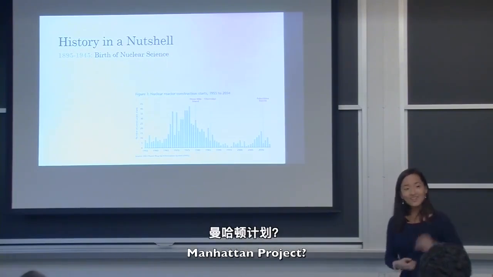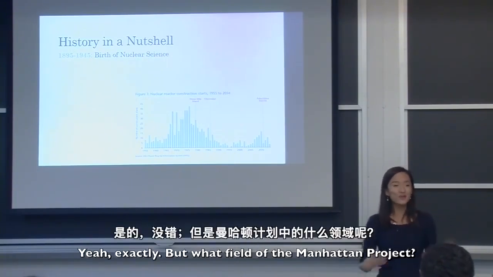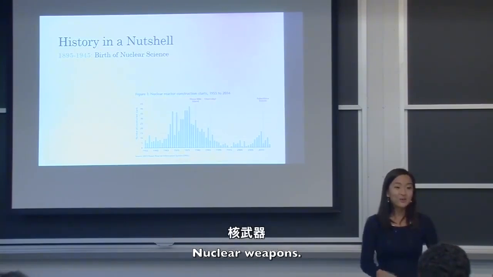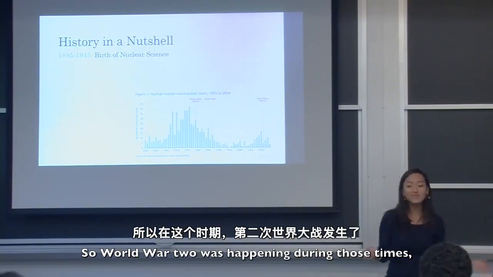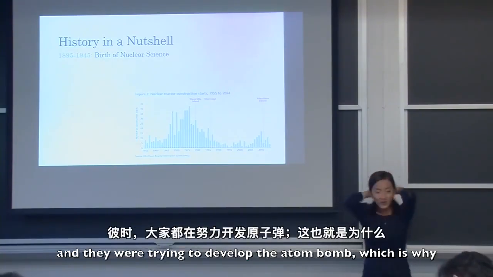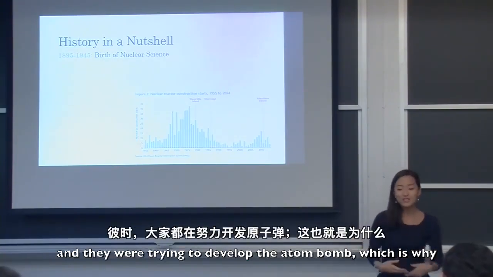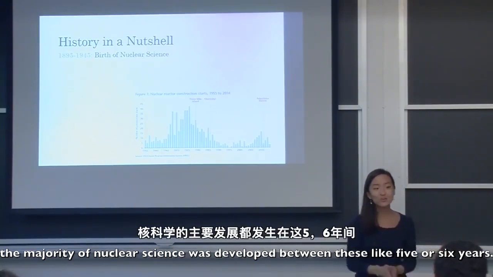Manhattan Project? Yeah, exactly, but what field? The Manhattan Project, which is nuclear weapons. World War II, yeah, exactly. So World War II was happening during those times, and they were trying to develop the atom bomb, which is why the majority of nuclear science was developed between these 5 or 6 years.